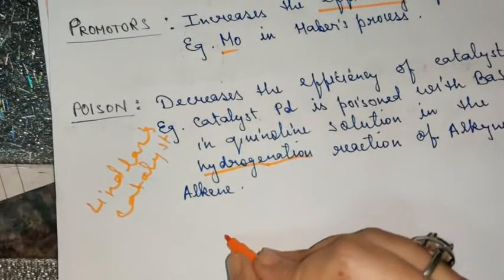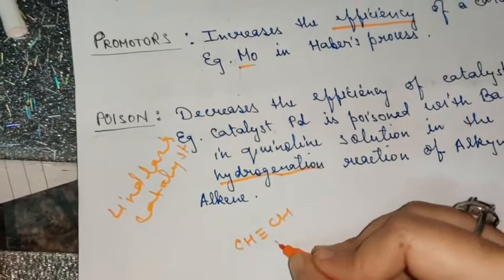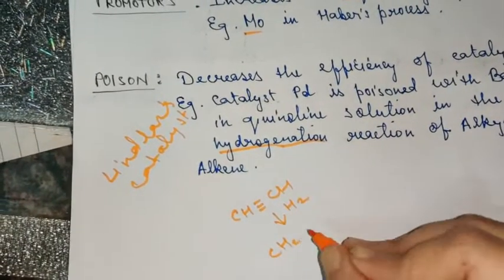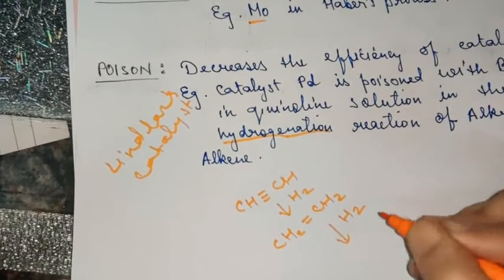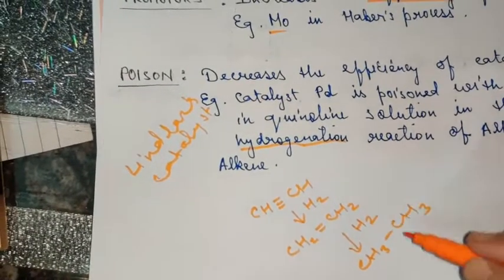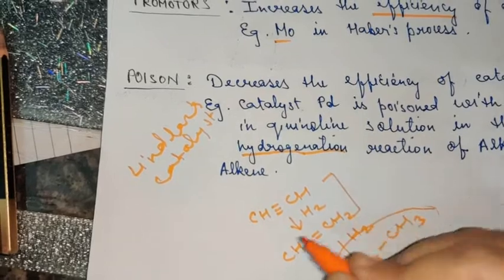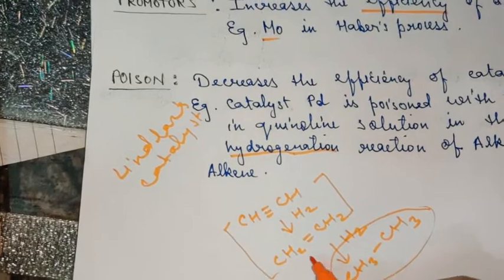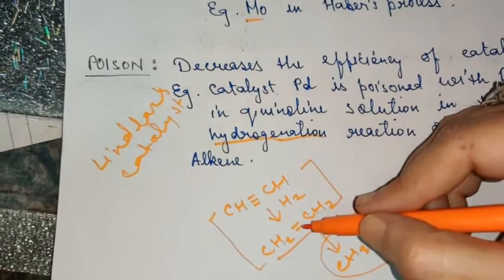If you remember, children, alkyne is CH triple bond CH. If you add 2 hydrogen to it, that is hydrogenation, it will get converted into CH2 double bond CH2, and if one step ahead you hydrogenate it, you will get CH3 single bond CH3. Now we don't want this step. In order to skip this step, we poison the catalyst so that the rate of the reaction or the efficiency of the catalyst decreases, because we want to stop here. We want the hydrogenation to occur only up to this step.